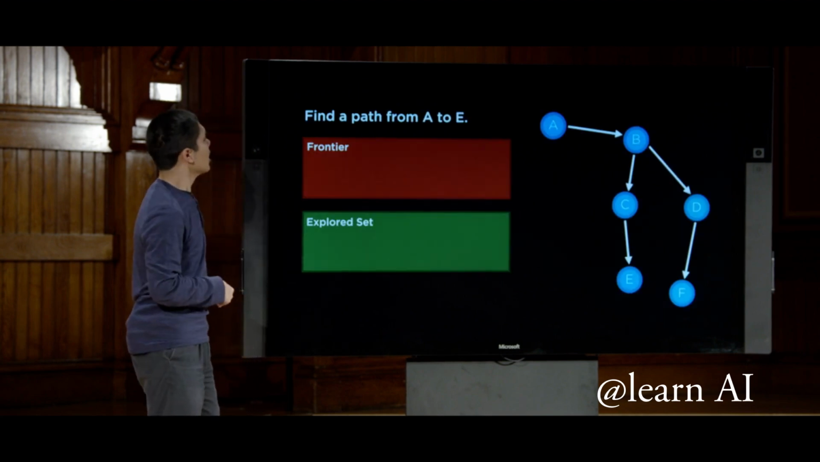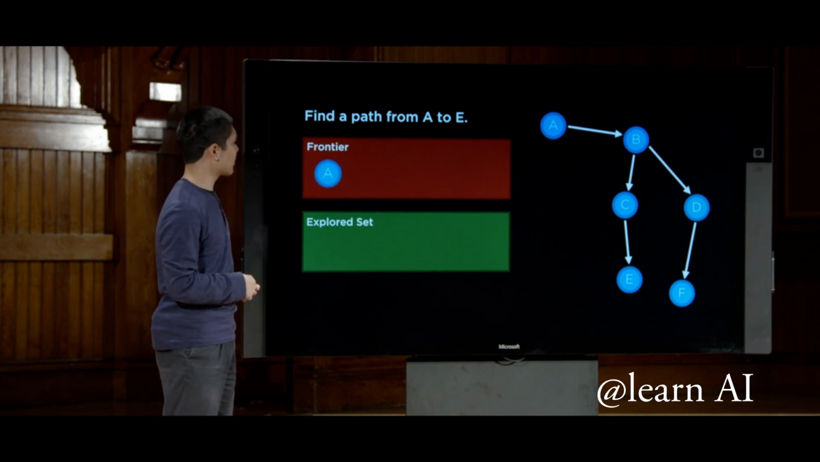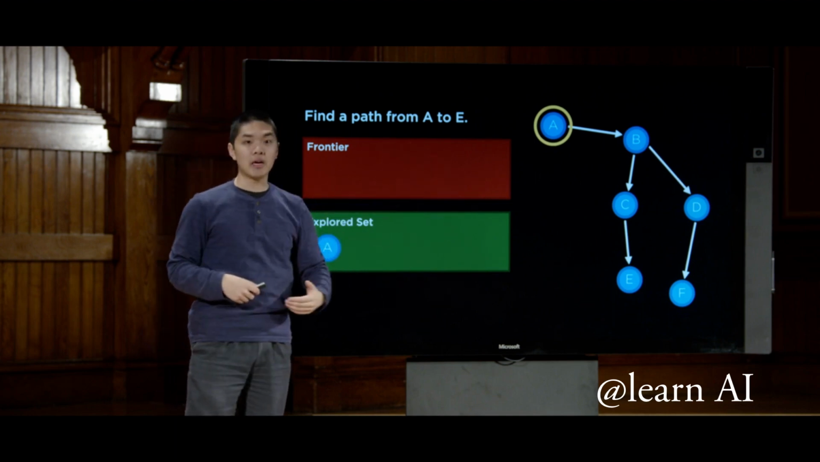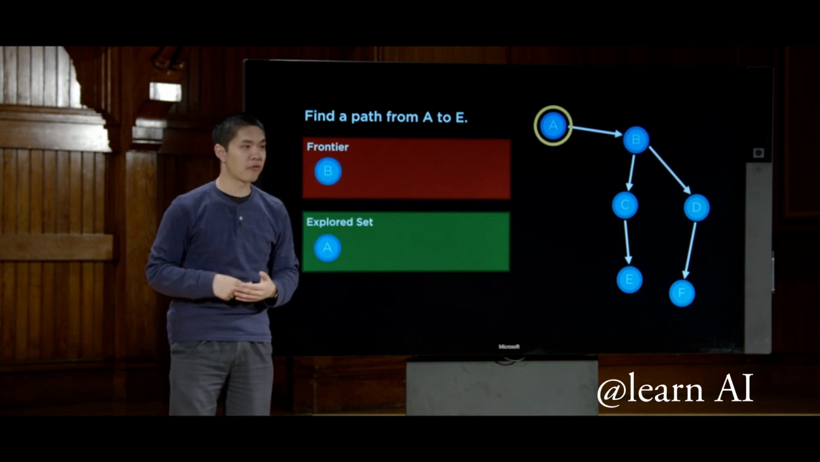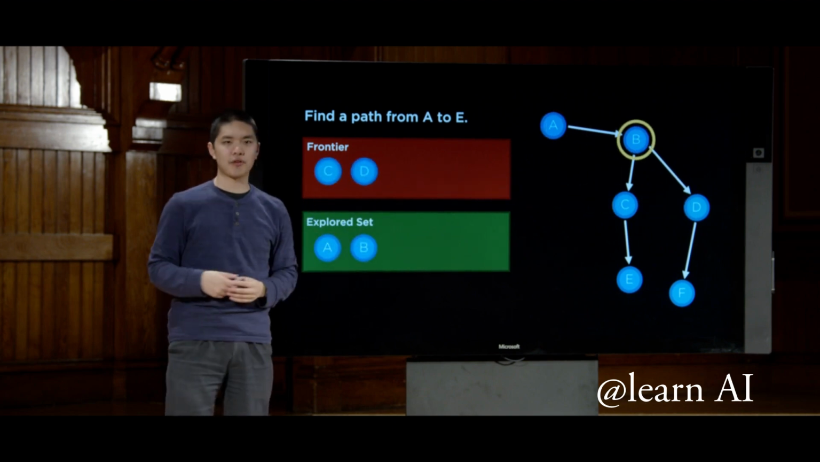So what would that mean for the same exact problem, finding a path from A to E? Well, we start with A, same as before. Then we'll go ahead and have explored A and say, where can we get to from A? Well, from A, we can get to B, same as before. From B, same as before, we can get to C and D. So C and D get added to the frontier.